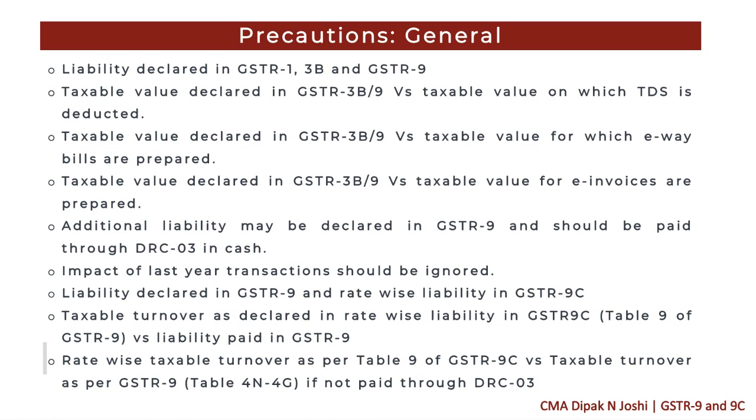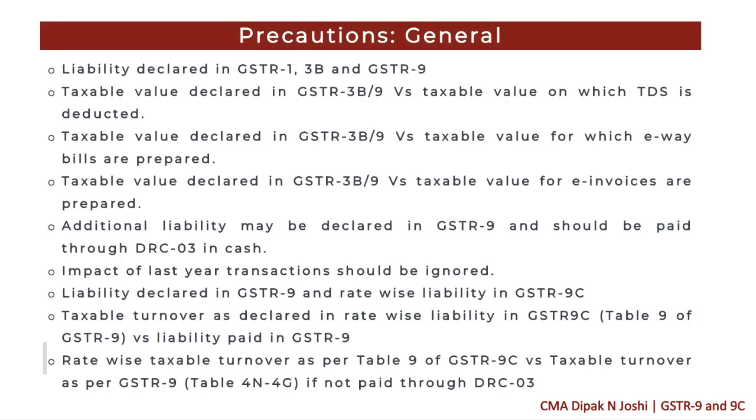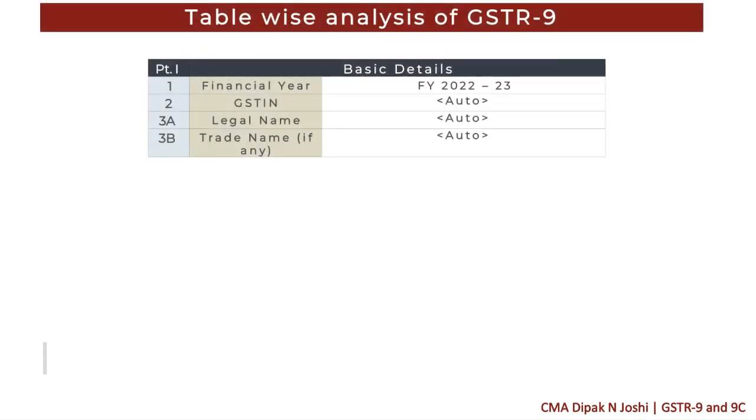Then rate-wise taxable turnover as per GSTR 9C versus taxable turnover as per GSTR 9. Now, if any liability is not paid, you should pay such liability through Form DRC 03 in cash only. So these are the general precautions which one should take. Now let's go table wise.